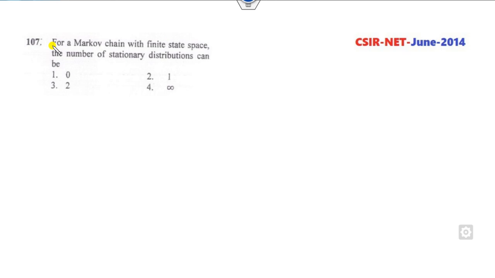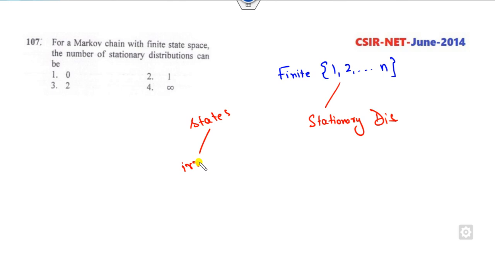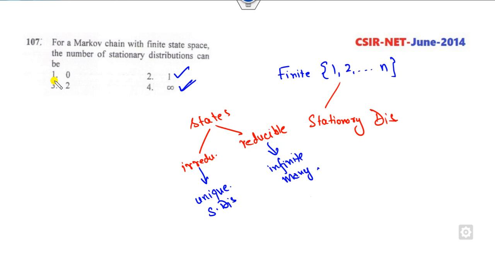Okay, for a finite Markov chain, finite states, it means if I consider states 1 to n, it is a finite Markov chain, then the number of stationary distributions. So as I told you, what is the nature of these states? It can be irreducible or it can be reducible. Fine. If it is irreducible, then we will get a unique stationary distribution. If it is reducible, then we will get infinitely many distribution functions. So unique, that is 2, infinite means here. It can never be 0, it can never be 2.